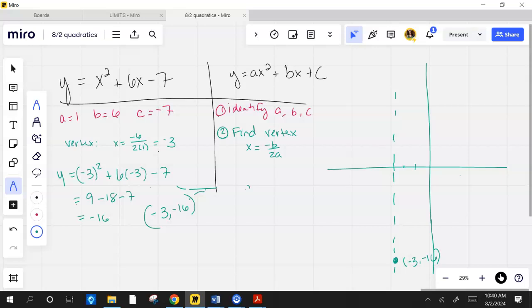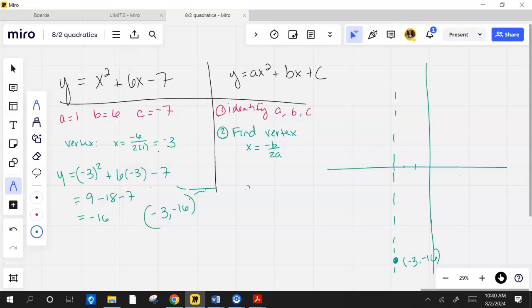By the way, will this one have a maximum or a minimum? Why? How do you know? It's negative. Think a little bit differently about the parabola. Why would this one have a minimum? Because it opens up. If it opens up, then it has a lowest point, right? But if it opens down, then it has a highest point. Does that make sense? So if it opens up, it's got a minimum, but if it opens down, it's got a maximum. Okay. All right, so we got this point.